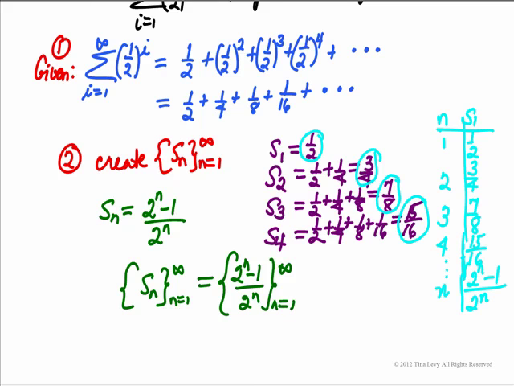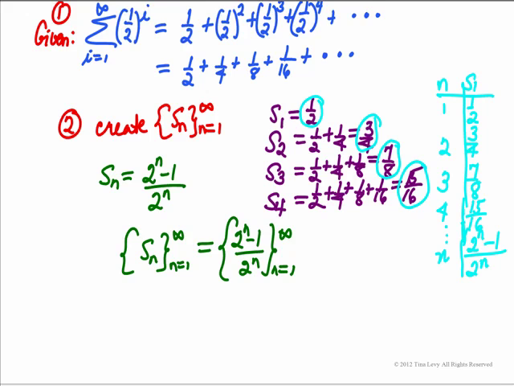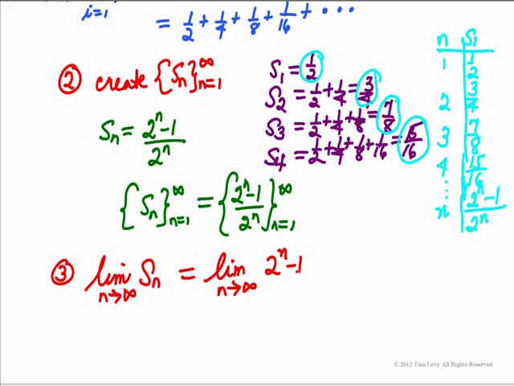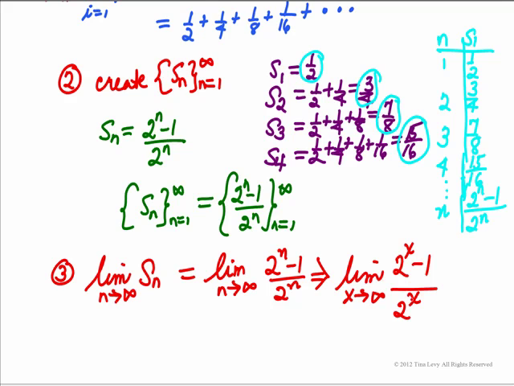Now that I have a formula for the sequence of partial sums, my last step is to take the limit as n approaches infinity of that formula, because that's the partial sum sequence. If that limit exists, then that is the limit of the series. So I am doing the limit as n approaches infinity of (2^n minus 1) over 2^n. And really, we're doing this as x. So I'm really doing the limit as x approaches infinity of (2^x minus 1) over 2^x, because that would be a continuous function there.